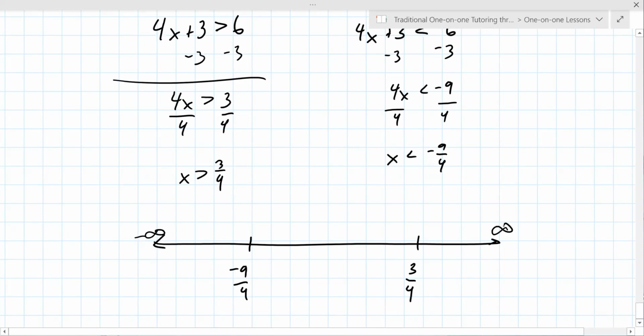So it would be going for 3/4. They're both open circles, and it's going to the right, and then the other one's going to the left. Right. Notice this is the outside. Outside, right, not inside.